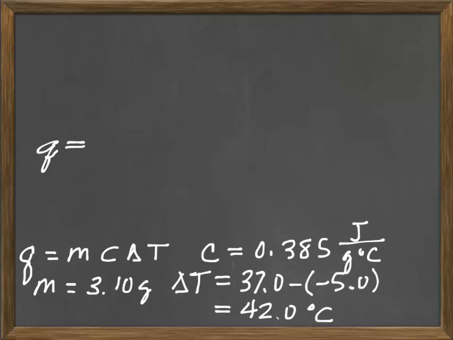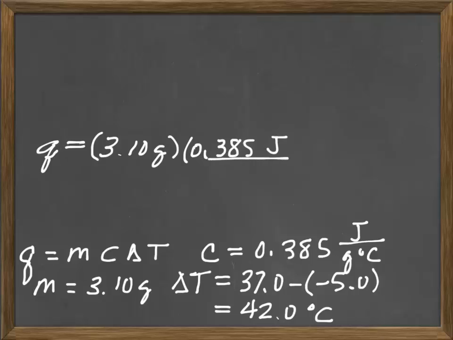Q equals, M is 3.10 grams, put the units in there. C is 0.385 joules per gram degree Celsius. And delta T was 42.0 degrees Celsius.